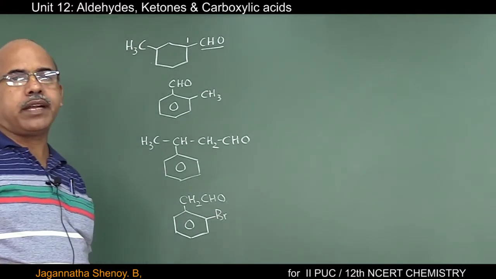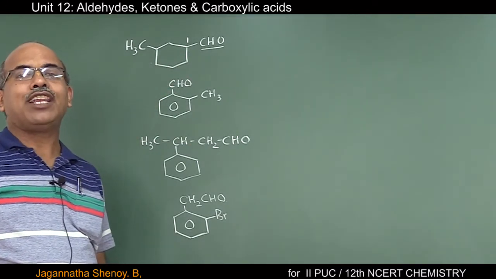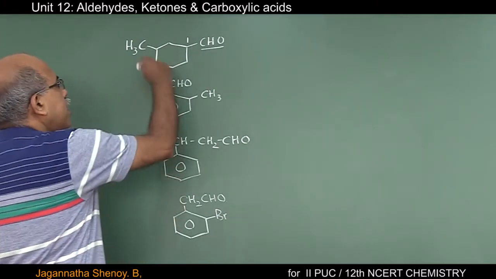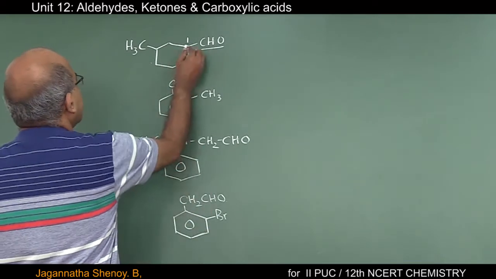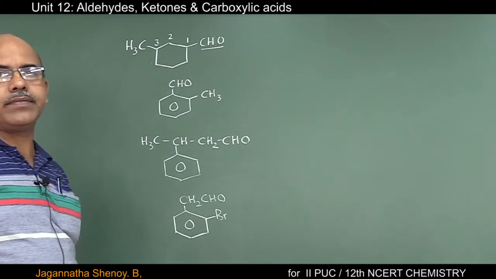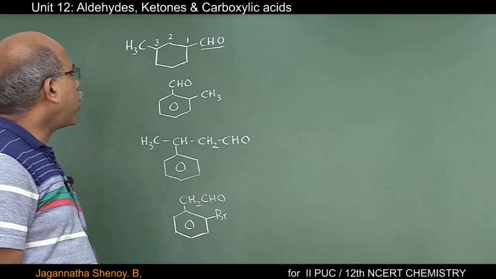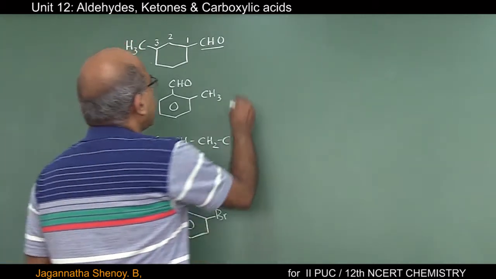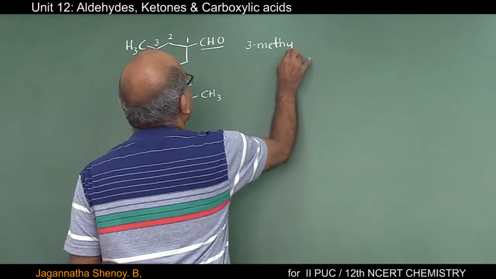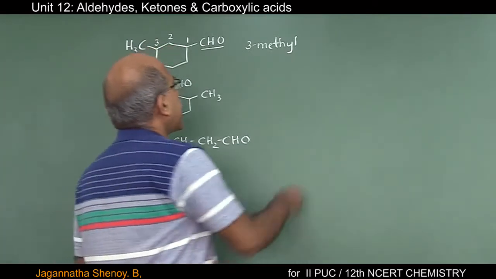Thereafter, we have to number the carbon atoms of the cyclohexane ring in such a way that the lowest sum rule is obeyed. In other words, I have to start numbering in the anti-clockwise direction. This is 1, here you have 2, and here you should have 3. Now, when you try to write the IUPAC name, on the third position we have a methyl group, so it is 3-methyl, and here it is a cyclohexane.